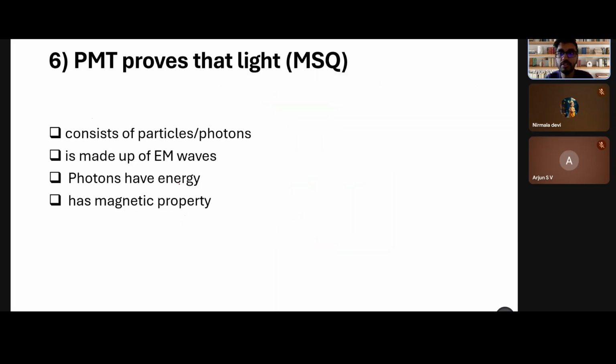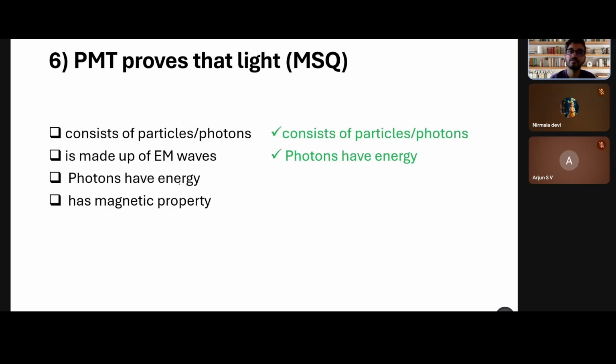So the next question: PMT, which is your photomultiplier tube, proves that light has what kind of properties. It is a multiple select question. Here they have four options, out of which two options are correct. The correct options are options A and C, which is that light consists of particles or photons, and photons have energy. So these two options are correct.